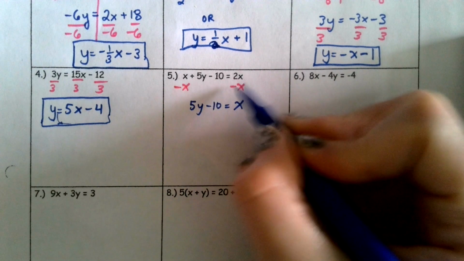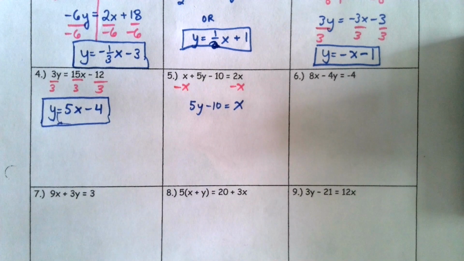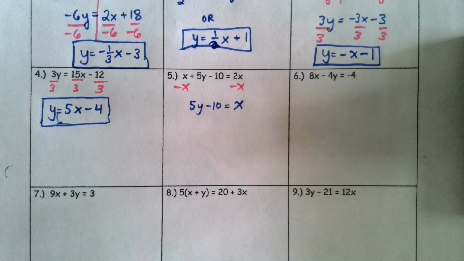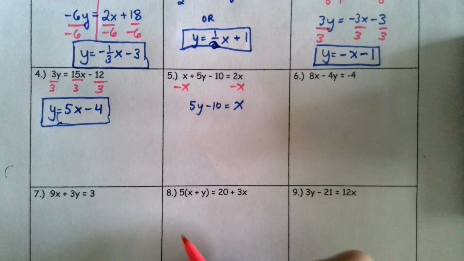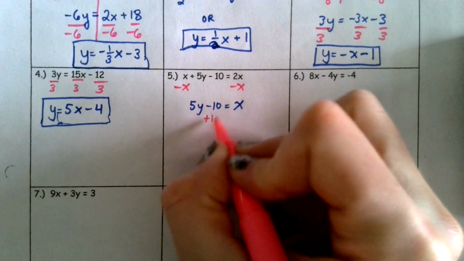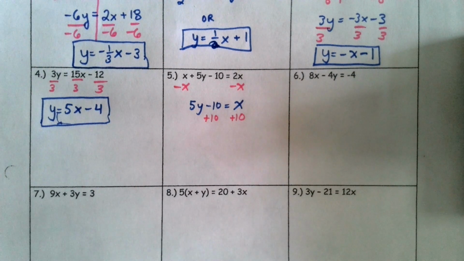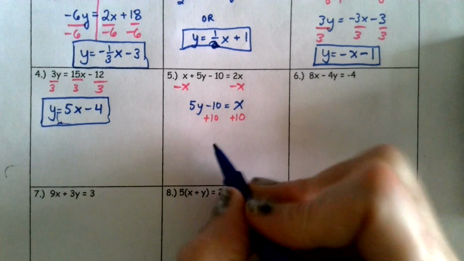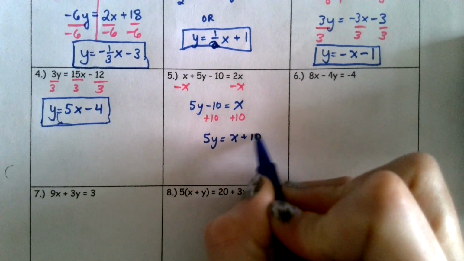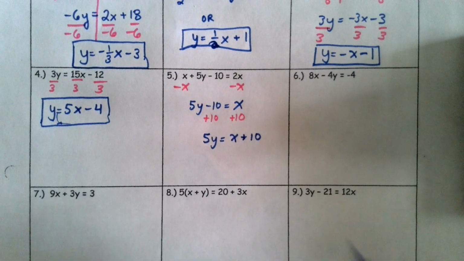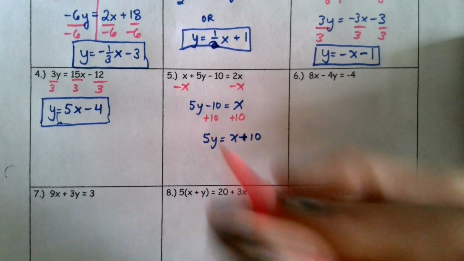So again, you can combine these because they are like terms. And then now we have a couple more steps to go in order to get the y alone on one side of the equation. So to move closer to that goal, we need to add 10 in our next step because we are subtracting 10 from that term and we want that to go away. So now we'll have 5y equals x plus 10 because, again, you cannot combine those. Those are not like terms.